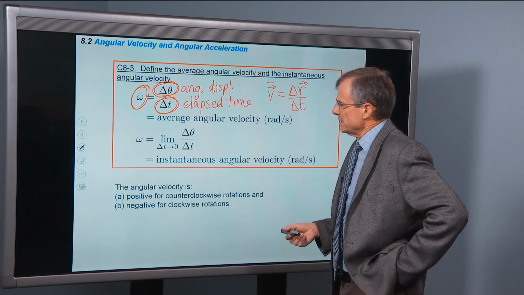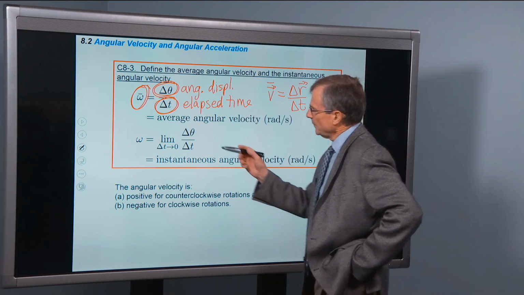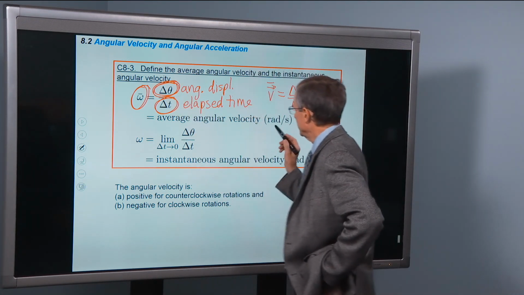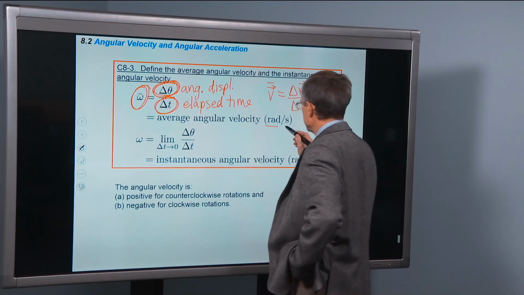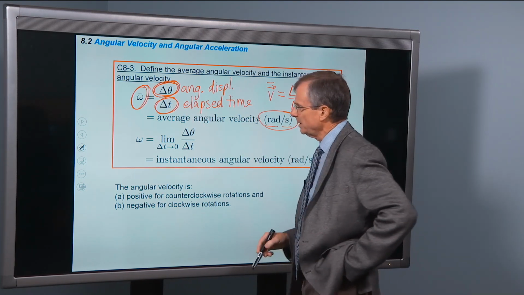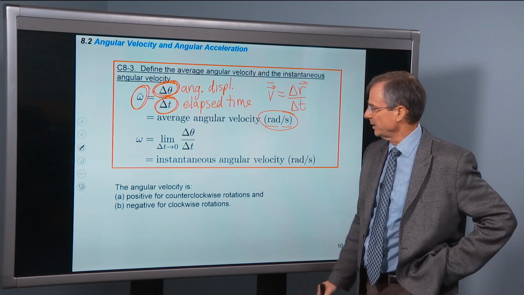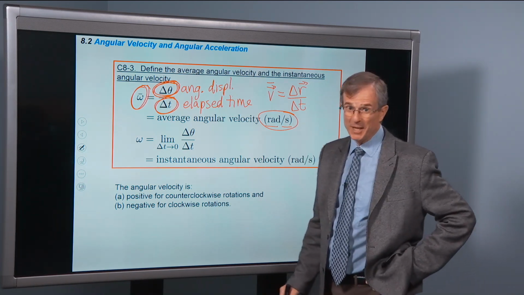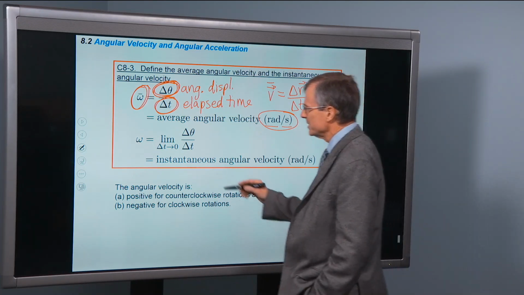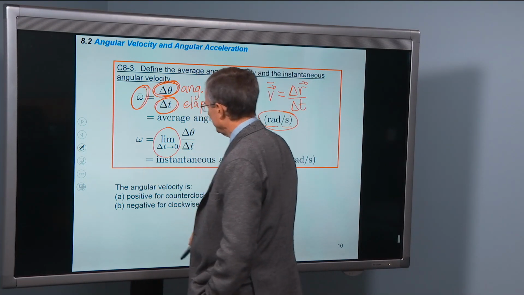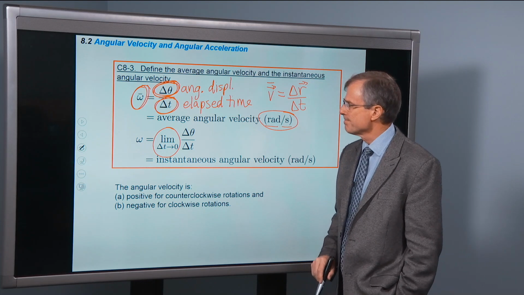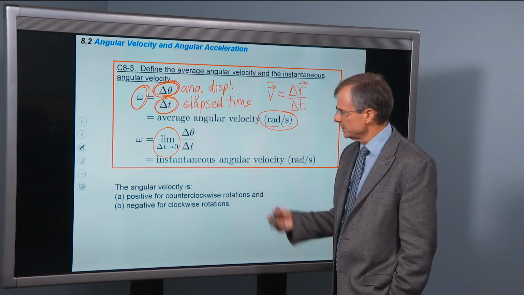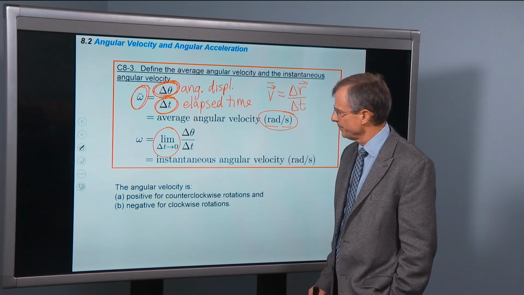What units is this measured in? Well, angles are measured in radians and times are measured in seconds, so the units are going to be radians per second for the angular velocity. The instantaneous velocity is, guess what? I think you guessed it already. The limit as delta t goes to 0 of the angular velocity to get the instantaneous velocity.